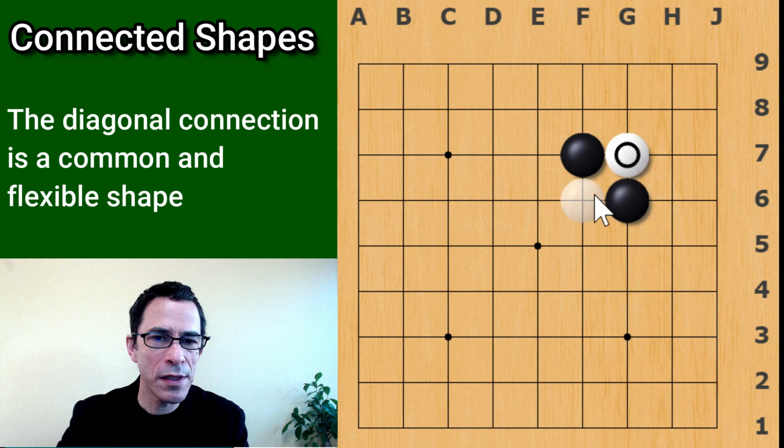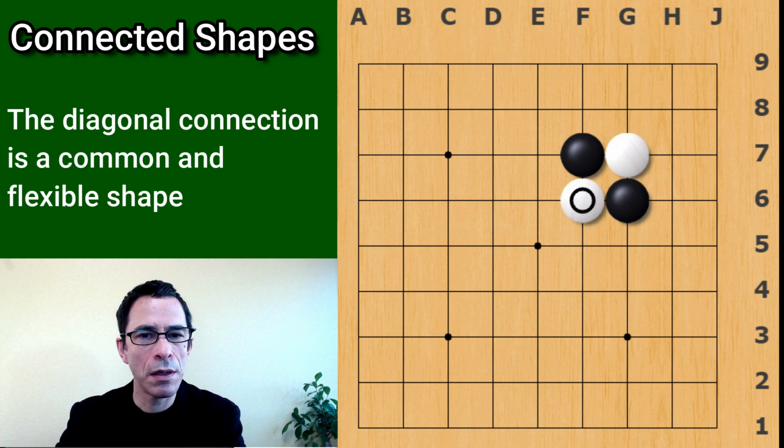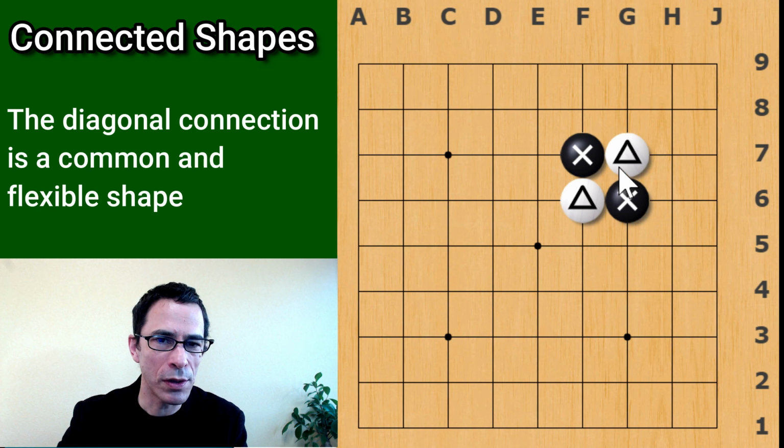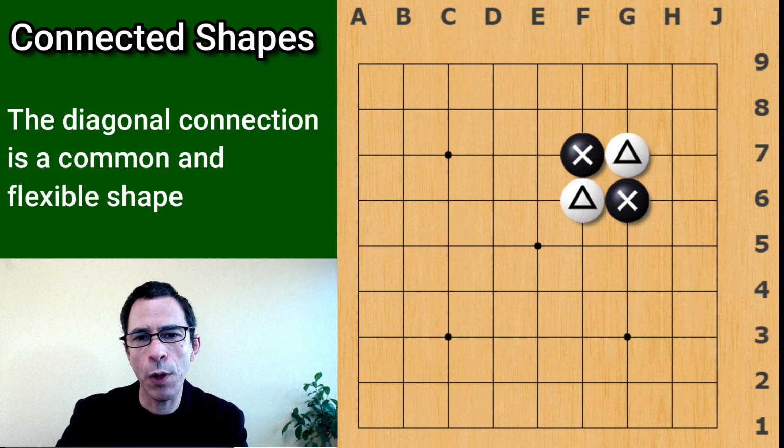So if white manages to play both of these points, then the black stones will be diagonally disconnected. So these 2 stones are not connected. Actually, the 2 white stones also are not connected. So this would be a very dangerous and exciting position, actually. But that would be how the 2 black stones could be disconnected.